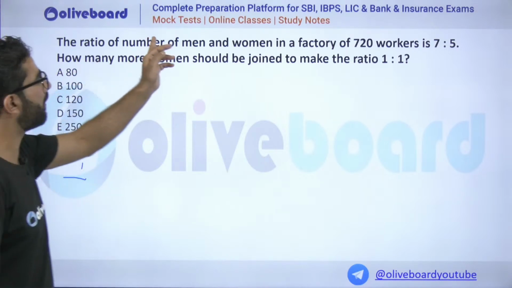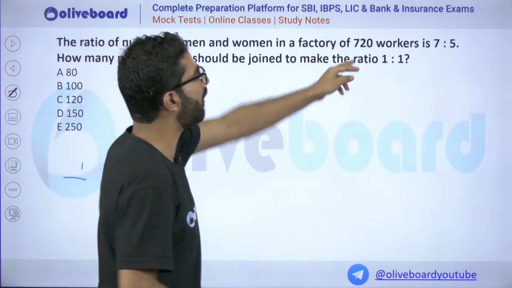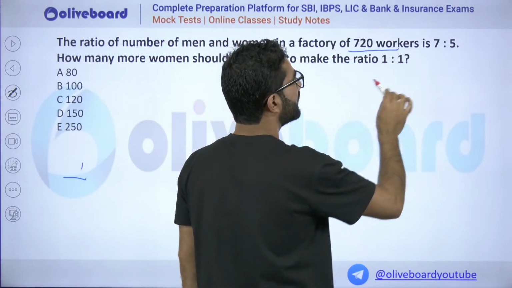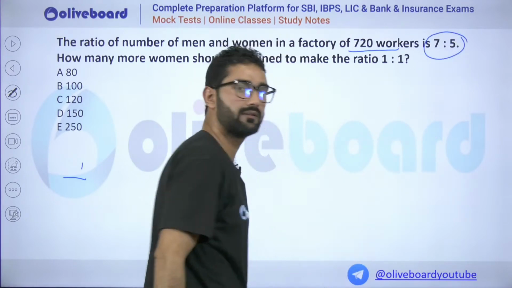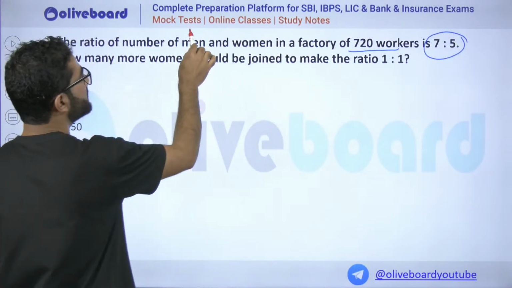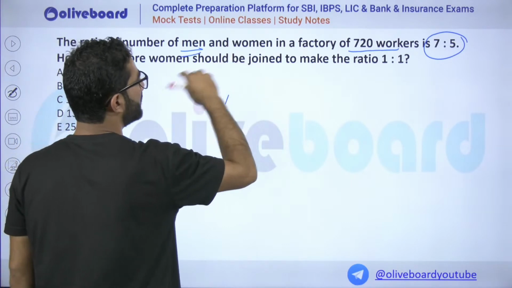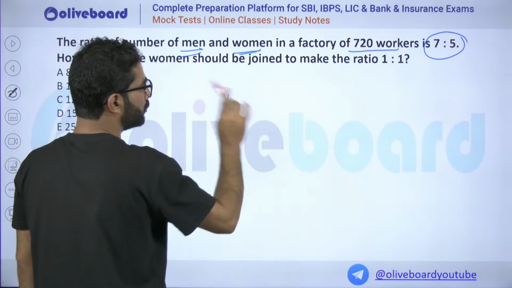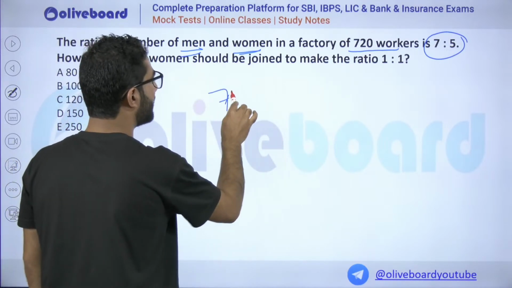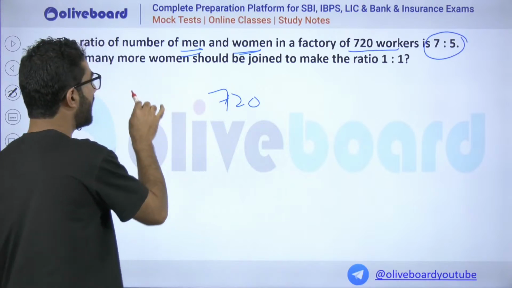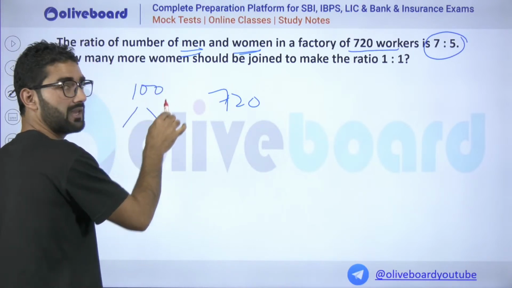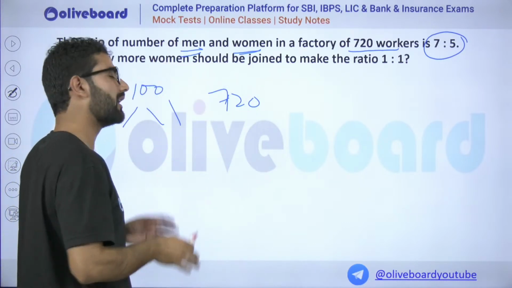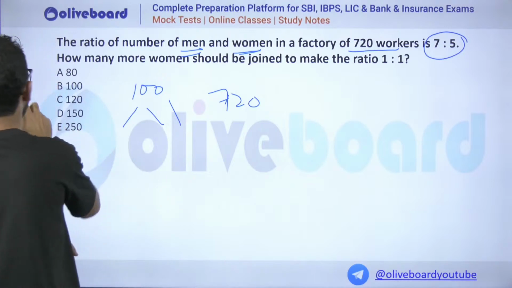The ratio of the number of men and women in a factory of 720 total workers is 7:5. What does 7:5 mean? For every 7 men there will be 5 women. Okay, so I can write that the total is given as 720. If you remember, at first I divided 100 among A, B and C according to their ratios. That was a simple numerical. Remember that one, follow the pattern, it will be easy.